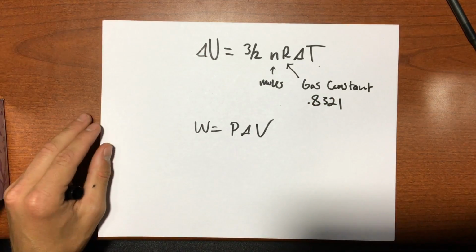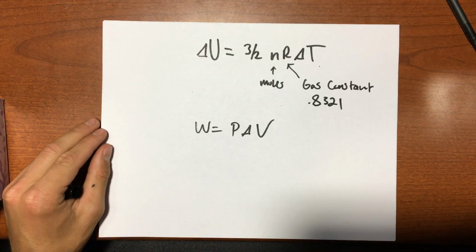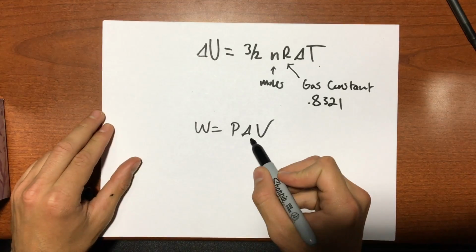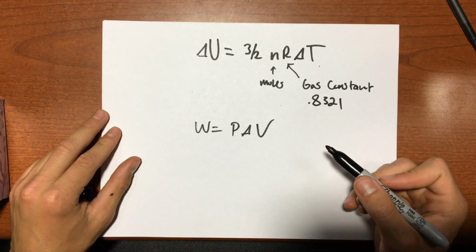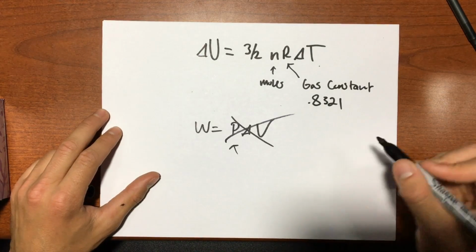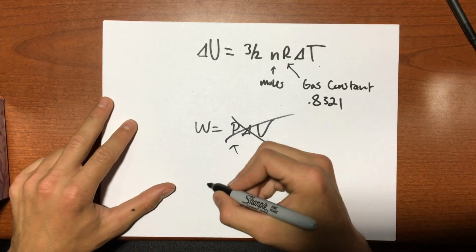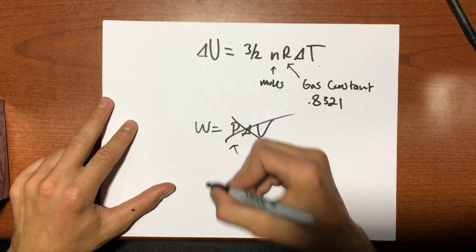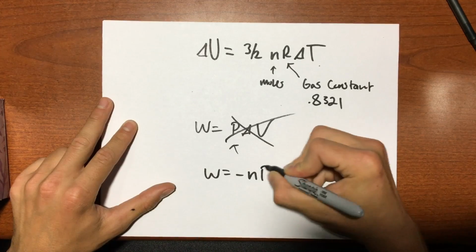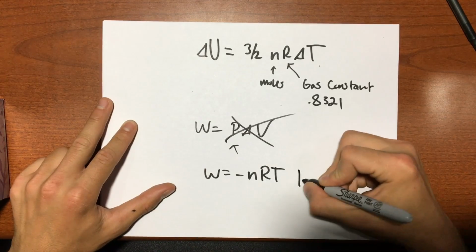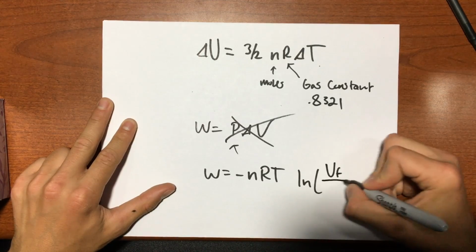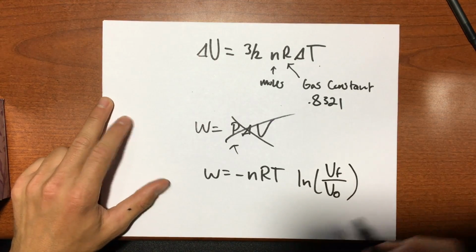Now, there is one funky case, and I mean it, I really do, where work isn't equal to this. It is, actually. You just can't use this formula anymore. That's because the pressure isn't going to be constant. So, when the pressure isn't constant, but you need to calculate the work, you're going to use the formula work equals negative nRT times the natural log of the final volume over the initial volume.